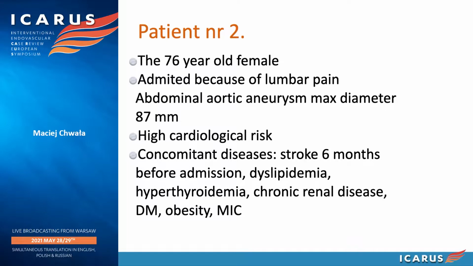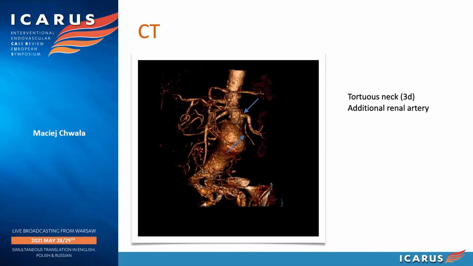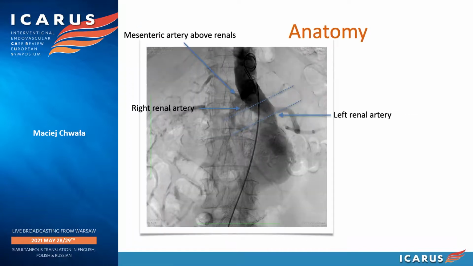The next patient is a 76-year-old female. She was admitted to hospital because of lumbar pain. She had an aneurysm of 87 millimeters, also high cardiological risk, numerous concomitant diseases, and she was an obese patient. That's why we decided to go for an EVAR procedure initially, but we discovered that she had a very short neck below the left renal artery and an additional renal artery.